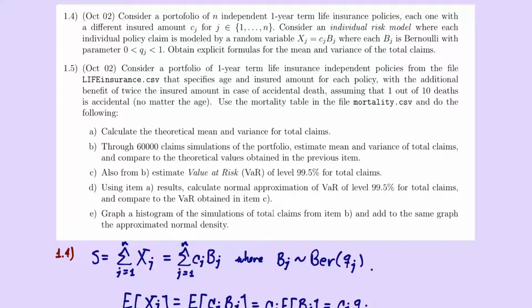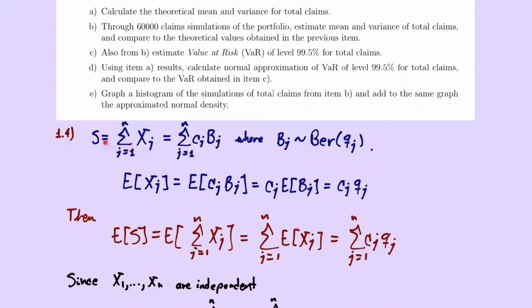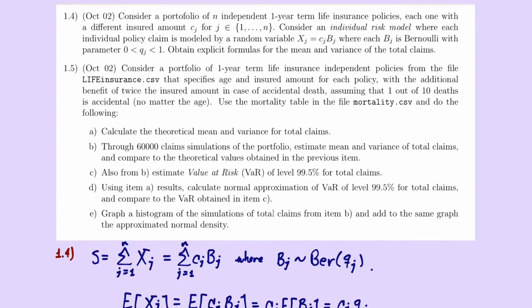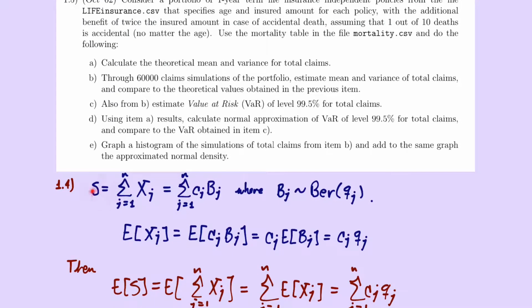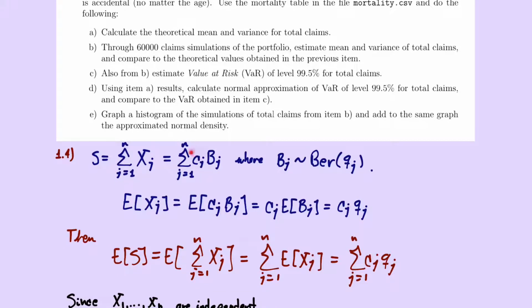Okay. So now, to obtain the explicit formulas for the expected value and the variance, we first have to remember that the total amount of the payments will be a random variable S, that will be defined as the sum, the aggregation of the random variables Xj, okay? And in this particular case, this will be the sum of these Cj times Bj random variables, okay?